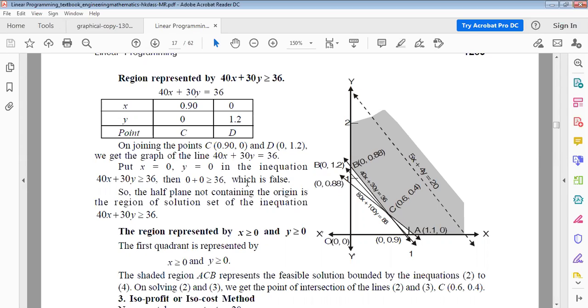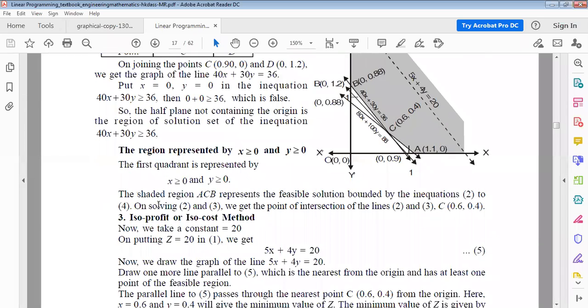Joining this C and D, we get this graph. So putting x equal to 0 and y equal to 0 in the required equation, this is for plotting. Now the isocost method: if we take a constant 20, putting z equal to 20, the objective function 5x plus 4y equals 20.